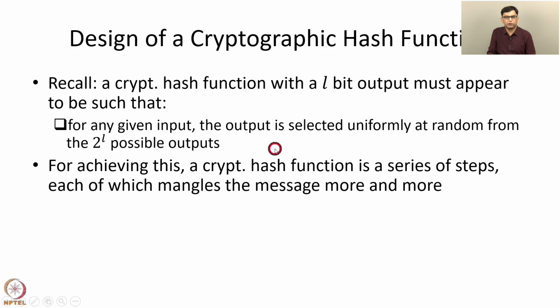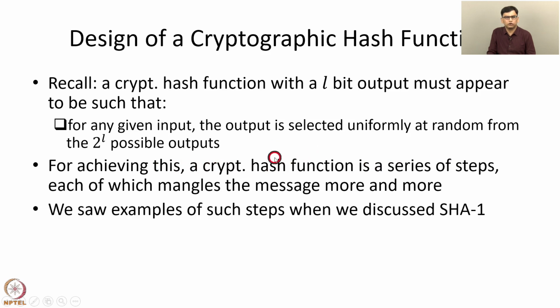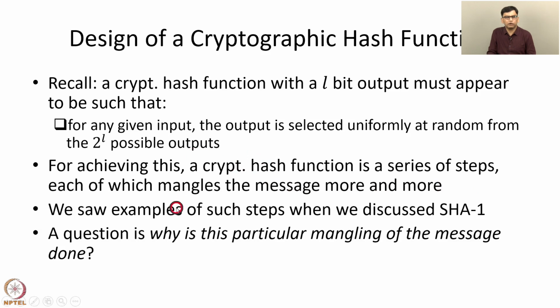For achieving this, a cryptographic hash function is a series of steps, such as the ones that we saw in the case of SHA-1, and each step mangles the message more and more. So we saw examples of such steps when we discussed SHA-1 in the previous few slides. So now the crucial question is, why is this particular mangling of the message done? So we saw different operations that are performed.